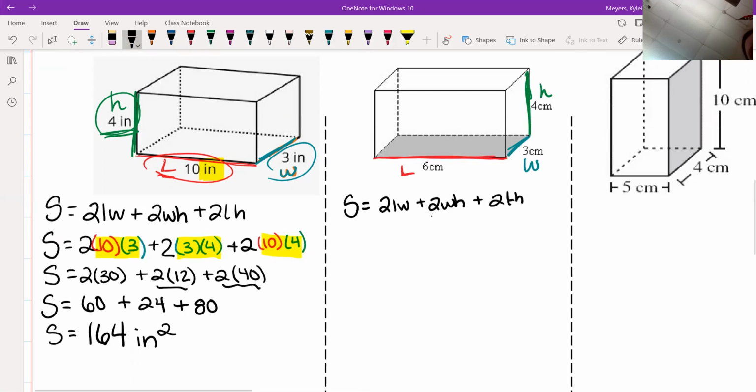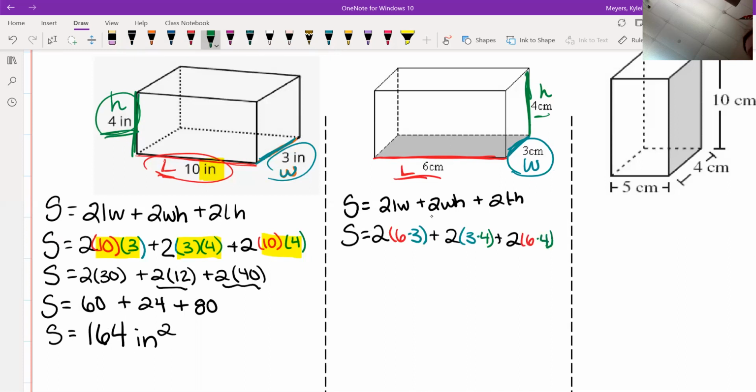Okay, so now we're going to plug it in to our formula. We always write the 2 down. Our length is 6, and our width is 3. I'll write this all in the same parentheses. Doesn't really matter. Write your plus 2. Our width is 3 times our height, which is 4, plus 2 times our length, which is 6, times our height of 4.